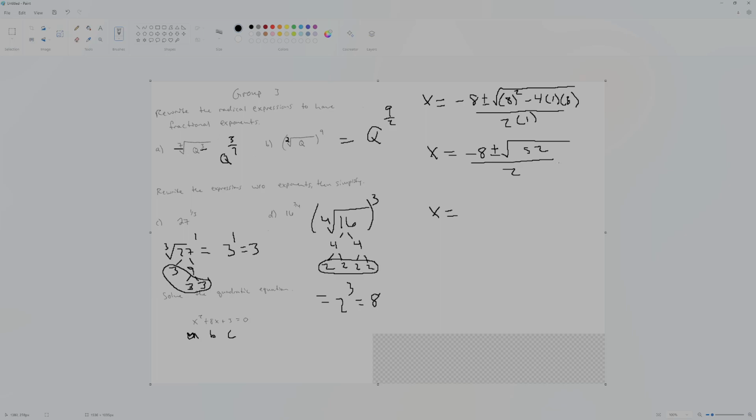So let's go ahead and break up that 52 a little bit. That 52 breaks up into 2 and 26. And 26 breaks up into 2 and 13. Circle the pair. Couples go out, singles stay in. So negative 8 plus or minus 2 root 13 all over 2. And since each of these are divisible by 2, this is now negative 4 plus or minus the square root of 13.